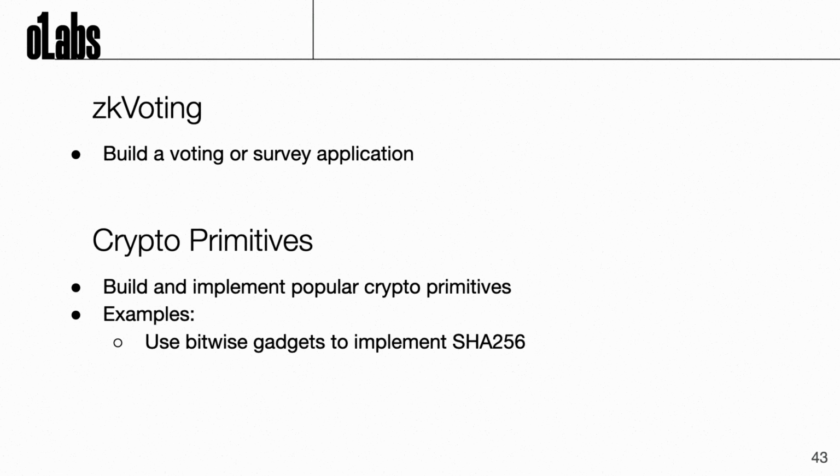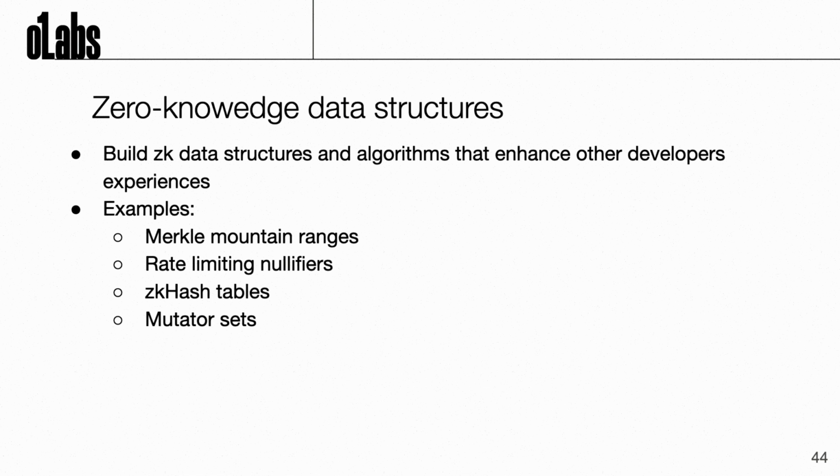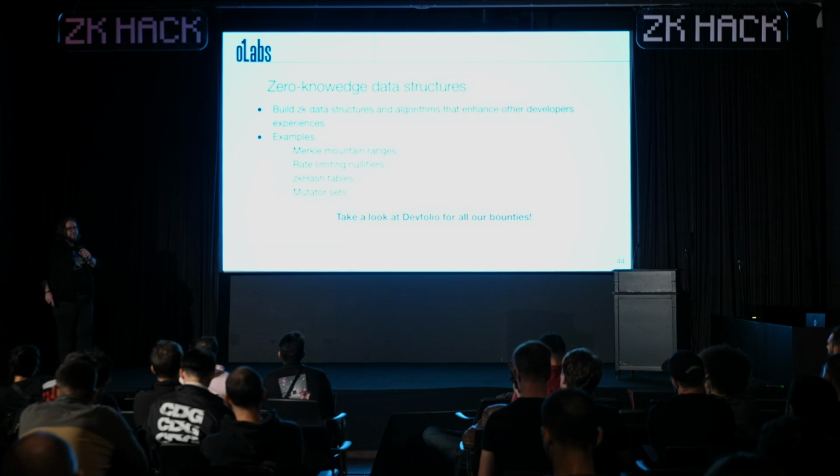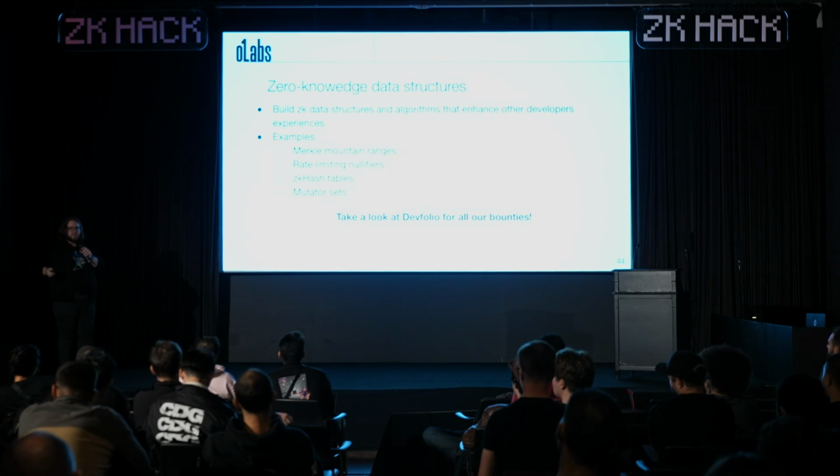There's a crypto primitive challenge, which is about building and implementing popular cryptographic primitives. For example, you can use the bitwise gadgets that I introduced earlier to implement SHA-256. But not limited to SHA-256. There's a zero-knowledge data structure challenge in which you can build things like Merkle mountain ranges, rate-limiting nullifiers, mutator sets, so a lot of stuff. There's actually another one, which is a free-form thing. Just build whatever you think is interesting.